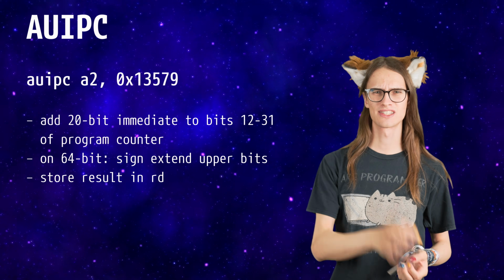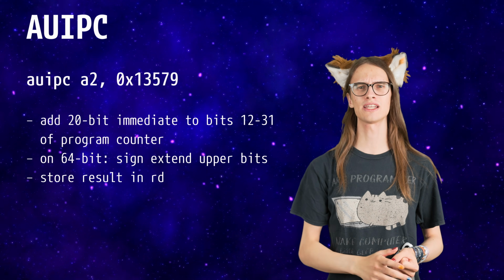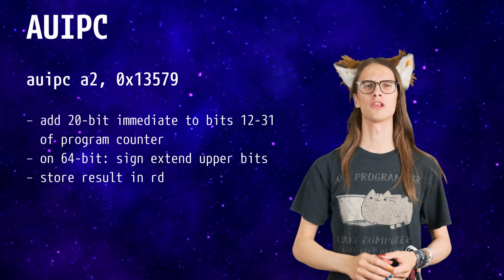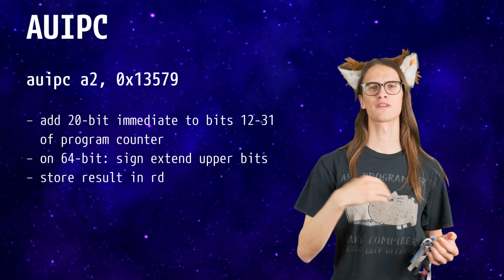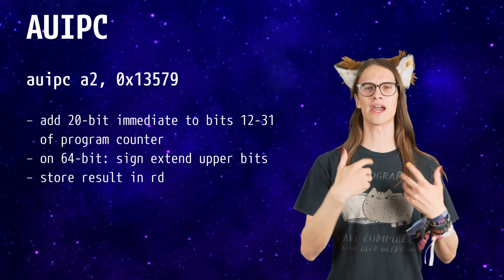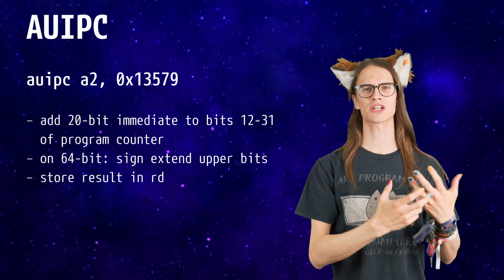If you thought LUI had a funny name, you clearly haven't met AUIPC yet, add upper immediate to program counter. Once again, once we actually know what the acronym means, it's easy to figure out what it does. We take the same 20-bit upper immediate as in LUI, but instead of loading it directly into the register, we add it to the value of the program counter, i.e. the address of the AUIPC instruction itself.